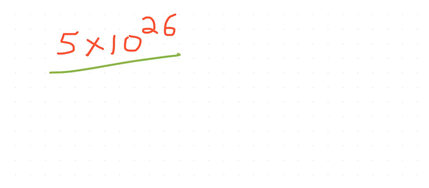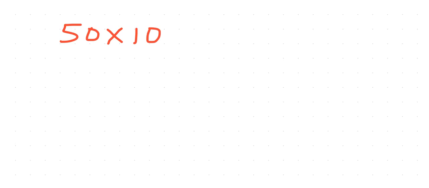So here is another example. This number would have 5 followed by 26 zeros, right? That's a lot of zeros to write out on a sheet of paper. So sometimes your teacher will give you problems where you have to convert a certain expression into scientific notation. For example, if I write something like this, 50 times 10 to the 2, because 50 is not a number between 1 and 10.